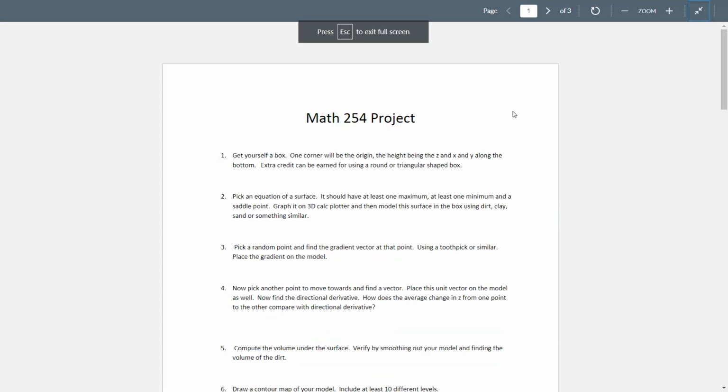All right, so on the project for Calc 4, there are two projects you can choose from. The first one: get yourself a box. A cardboard box is fine, just any kind of shoe box, whatever you like. I would put the origin at the corner, but you're welcome to put it anywhere you want. Z is the height, and obviously X and Y are along the bottom.